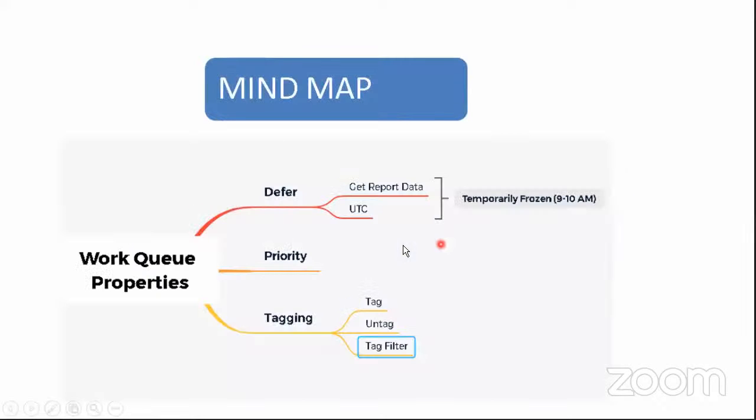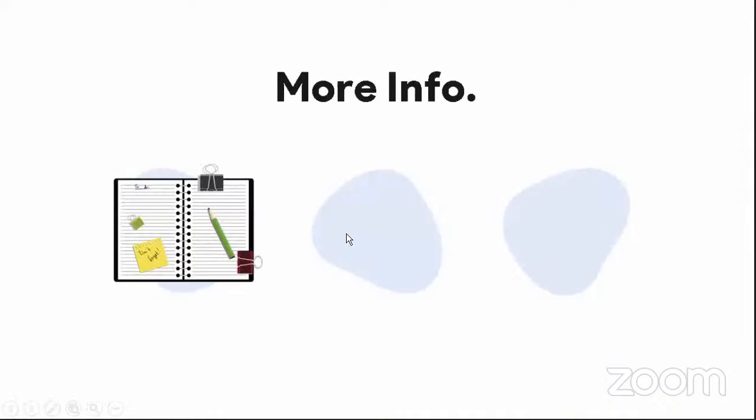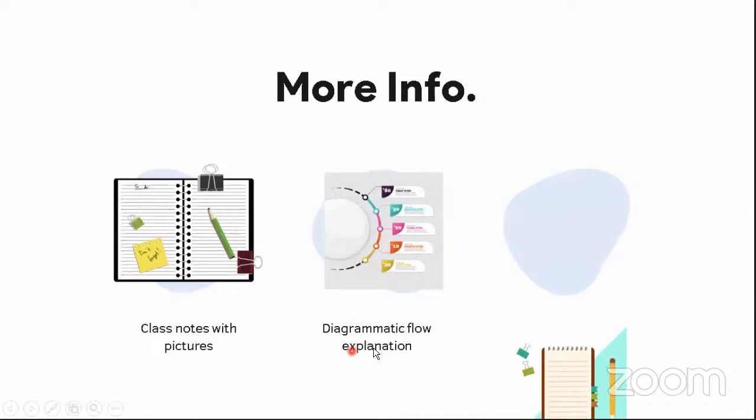The next is the mind map. This is how our human brain works. So we provide all the training in mind map methodology also. Our main intention is that the student should remember each and everything they learn in our classrooms. Every day you get class notes with pictures and diagrammatic flow explanation. Why we concentrate on diagrams is that one diagram is equal to 100 words. So your brain will easily observe and remember each and everything.